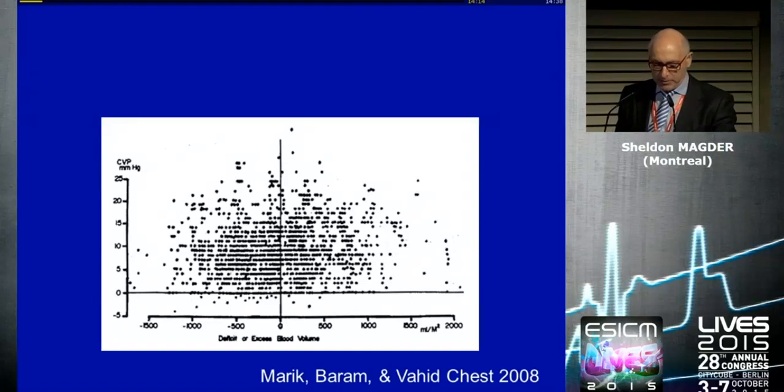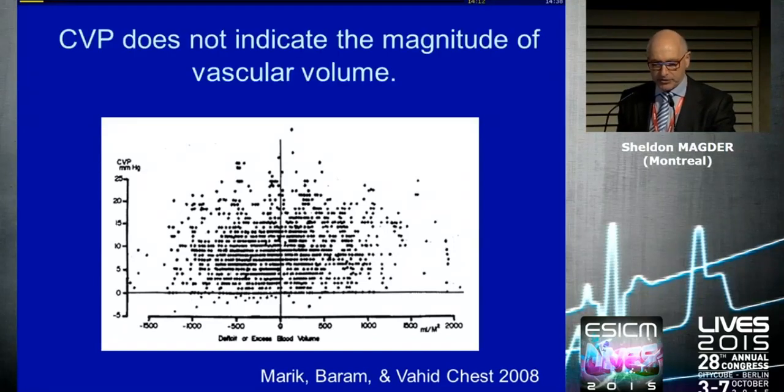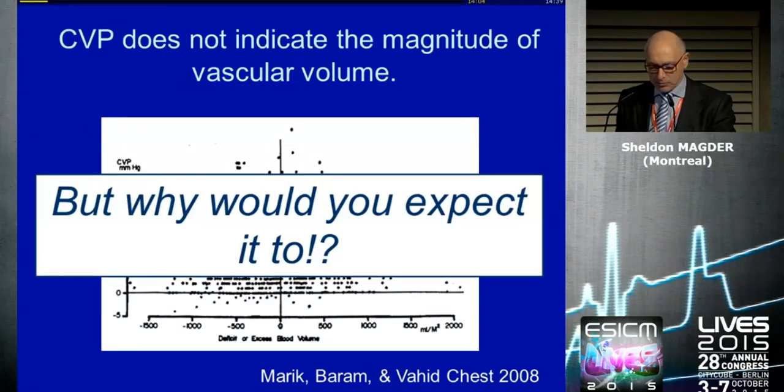This is one by Paul Marik, where he looks at the question, does CVP indicate the magnitude of vascular volume? He reviews a pile of studies and says, no, it doesn't. Well, why would you expect it to? As you just saw, there's a stressed volume and an unstressed volume. It's affected by the heart working with the circuit, so of course it doesn't. And I can't understand why this is even raised.